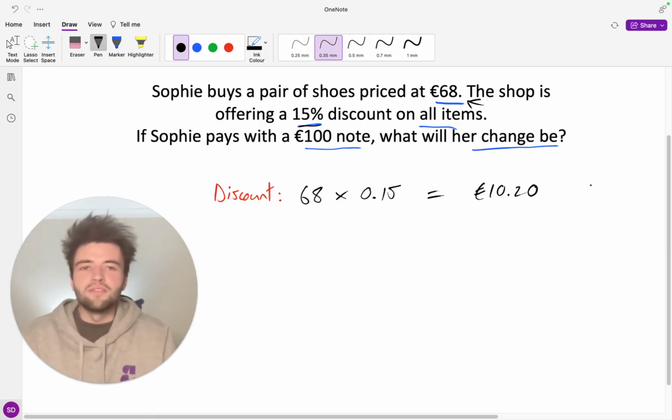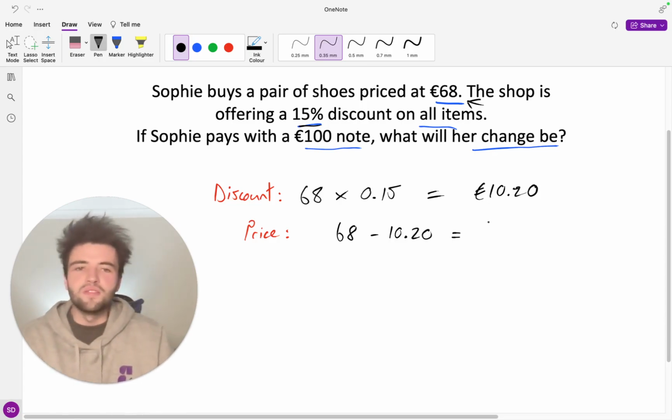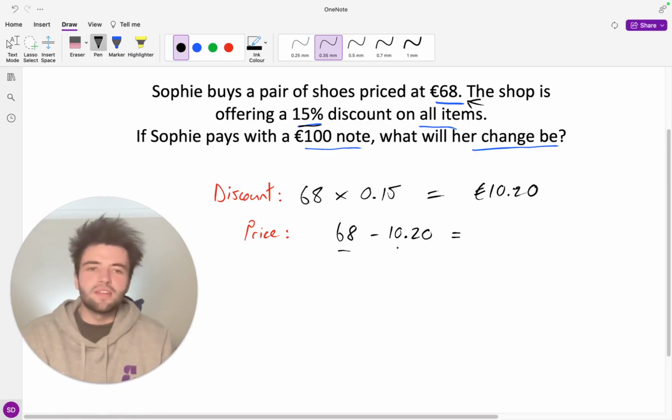So that is going to be the discount. So then to find our price, we simply need to subtract this 10.20 from 68. So we just take the total price and we're going to subtract our discount now. And so the price we're going to be left with after we apply the discount is going to be 57.80.